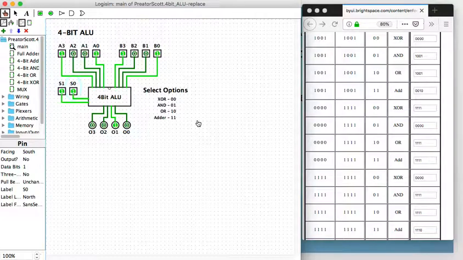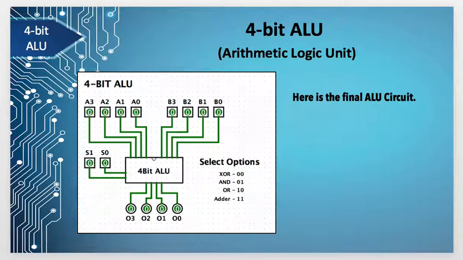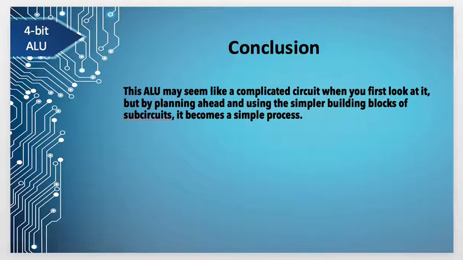So there we see we have our 4-bit ALU, and we can select which one of the options we want to use, or which one of the subcircuits we want to use to produce the final output. In conclusion, we can see that something like this ALU may seem really complicated when you first look at it, but by planning ahead and using the simple building blocks of subcircuits, it becomes a simple process. Thank you.